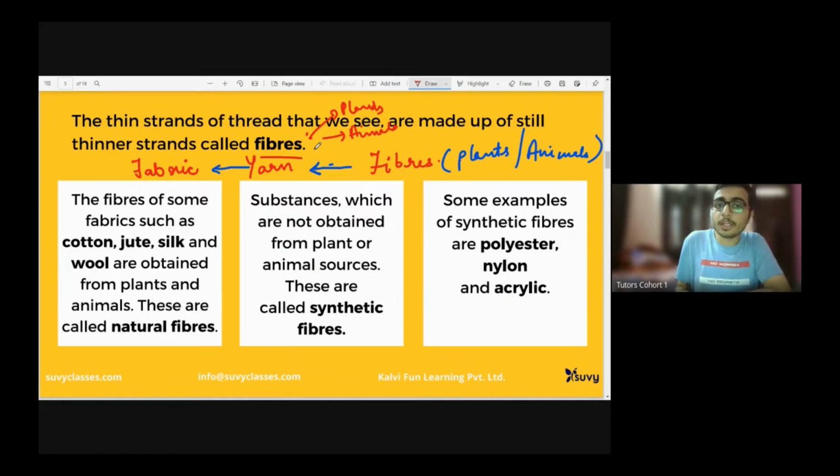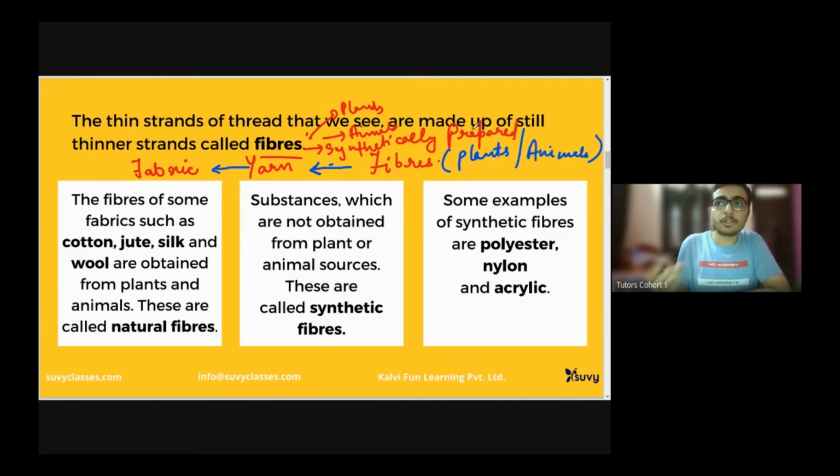Also, listen to me carefully. These fibers can be synthetically prepared. Plastic is not taken from any plant or animal. Plastic, or not just plastic, like I have mentioned here, polyester, nylon and acrylic. These are not taken from plants or animals. These are synthetically prepared by human beings in industries, in factories, in labs.